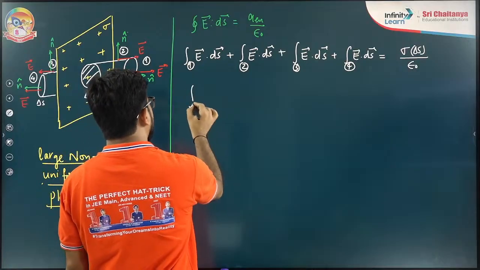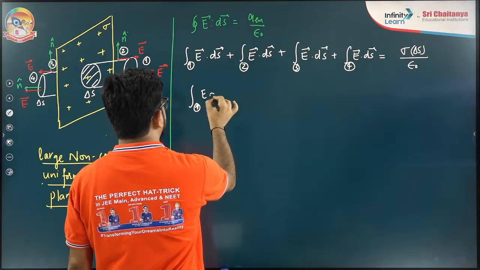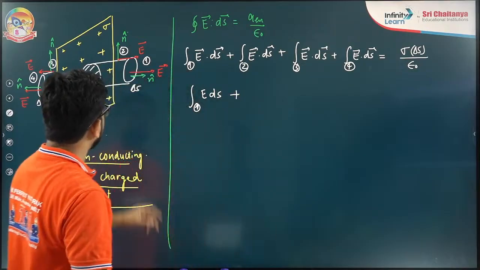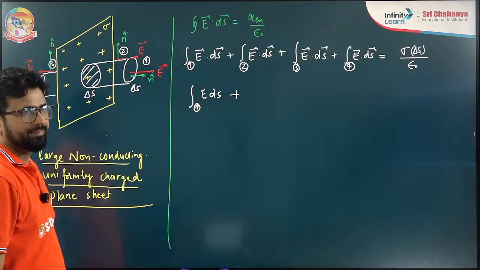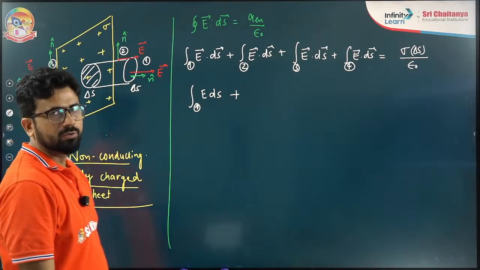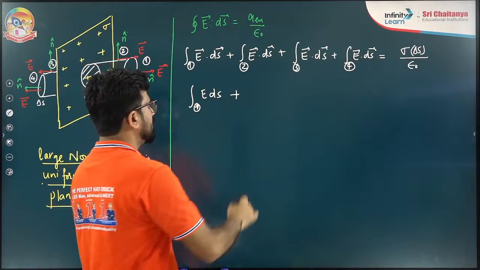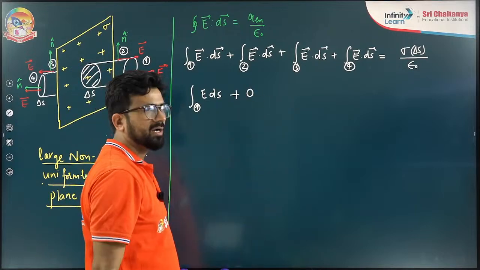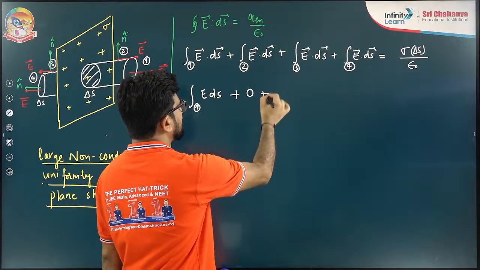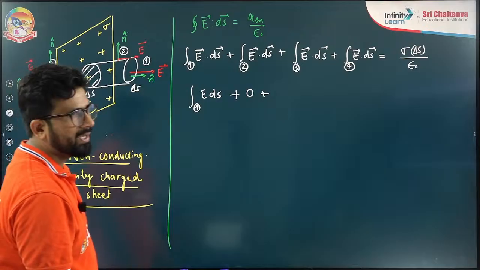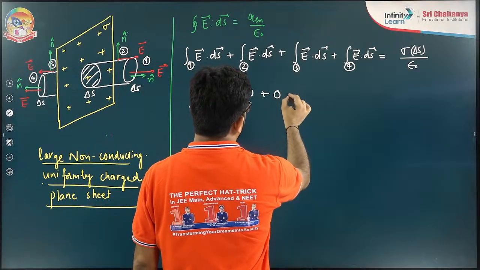So directly you can say for surface 1 this would be EDS. Okay, now come to surface 2. Surface 2, E and n cap both are perpendicular. So the angle between them is 90 degrees. Cos 90 is 0. That means here this dot product is 0. Similarly, for the third surface also, E and n cap are perpendicular. Again, the answer would be 0.